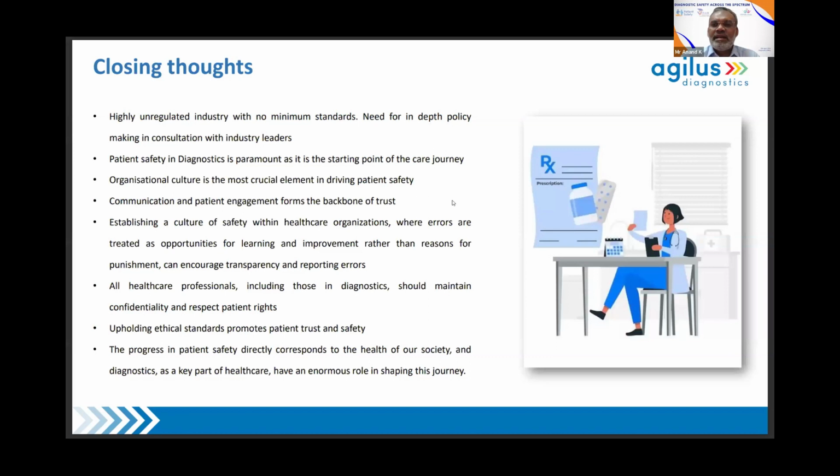How they understand the sample as a patient, and the communication, not only with the doctors but also with the patient. How do we engage and communicate with the patient on the aspects of safety, and how the lab reports will affect their health is something which is very important. We need to do both communication to the doctors as well as to the patients.